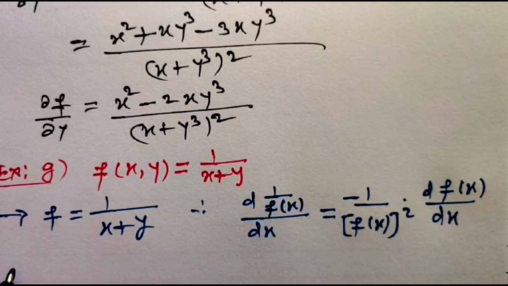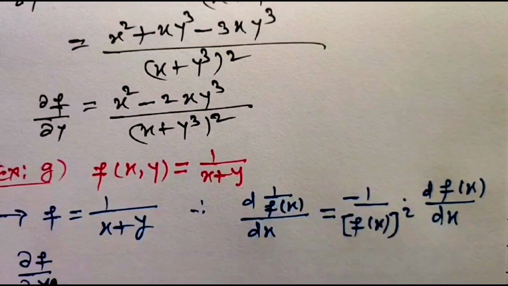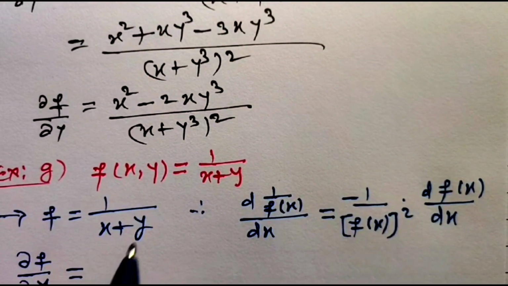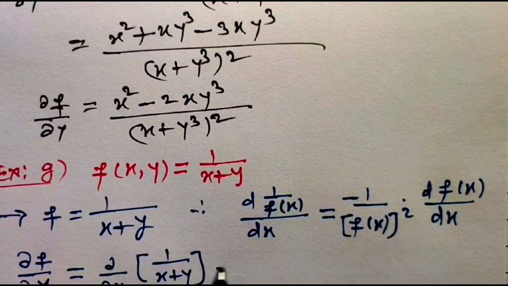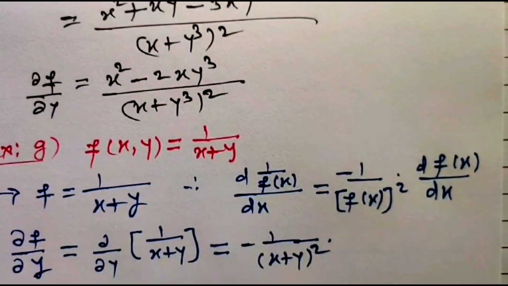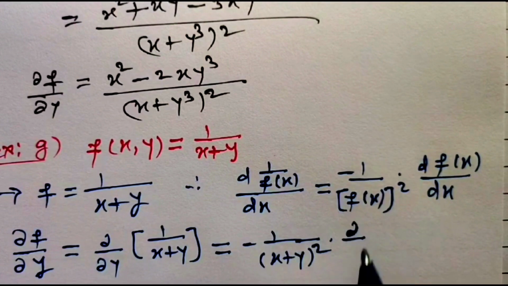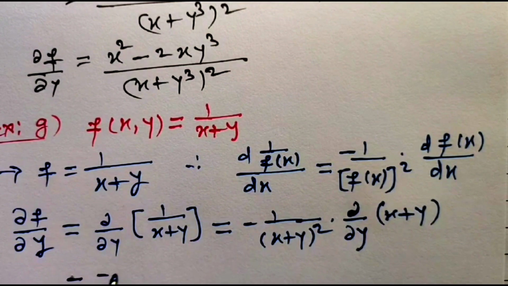We can find the partial derivative of f with respect to x as well as the partial derivative of f with respect to y. The partial derivative of f with respect to y, applying this formula, is equal to the partial derivative with respect to y of 1 upon x plus y. The denominator is x plus y. Similar to this, it is equal to minus 1 upon (x plus y) its square, into the partial derivative with respect to y of x plus y, as we are differentiating with respect to y, considering x as constant.